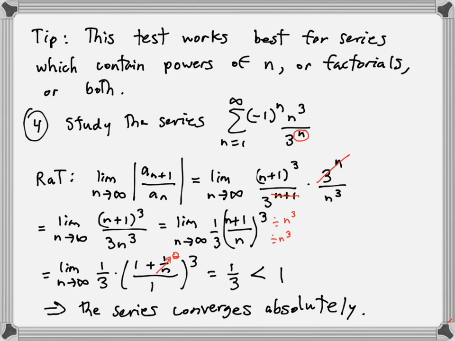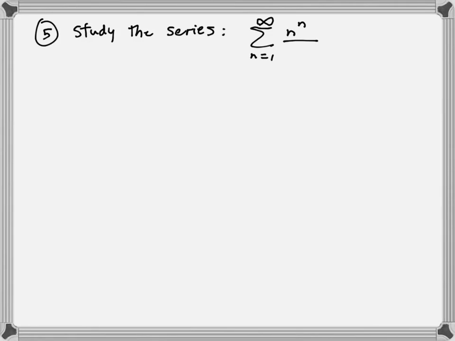Now, I want to demonstrate a problem with factorials because the ratio test really shines with factorials. So let's do another example. This is going to be number 5. So we're doing this series. It's going to be n to the n over n factorial. You'll notice that, remember I said that the ratio test is good for when you have powers of n or factorials or both. Here's an example of one where we have both.